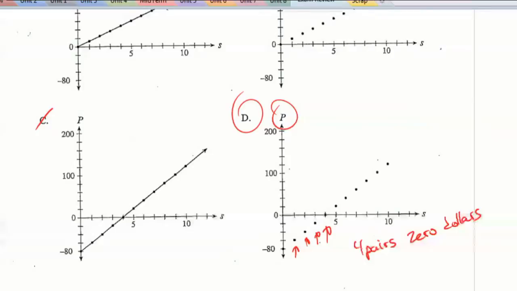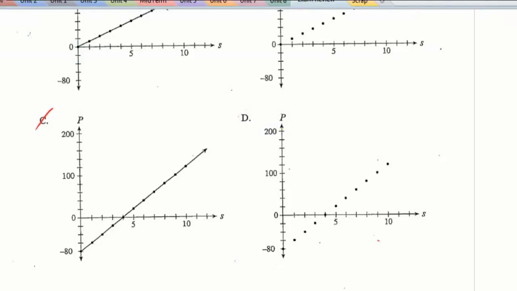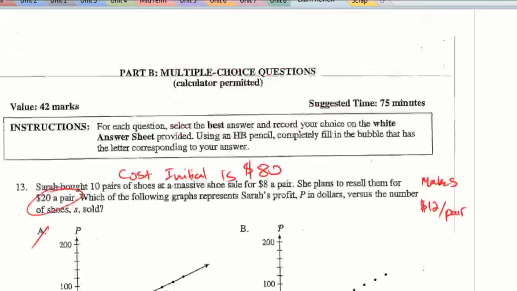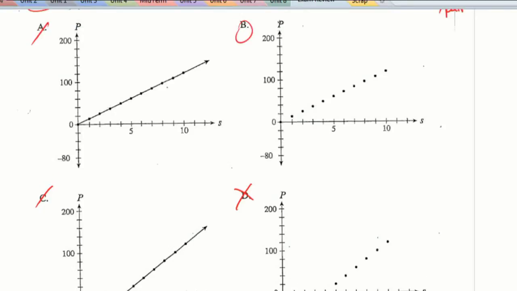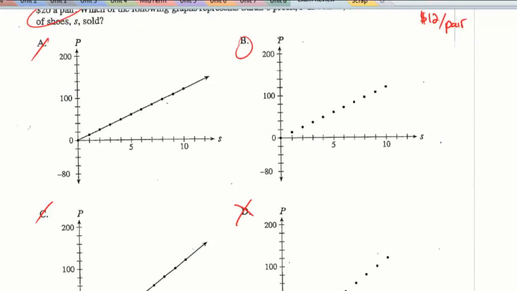So I'm thinking, well, if I started with $80 in debt and I sold 4 pairs, 4 times 12, that's only $48. So I haven't gotten out of debt yet if I've only sold 4 pairs. So I got to thinking a little bit further and I changed my mind on this question. I don't like D anymore. Bad D. It makes more sense to pick letter B, because the profit's $12 for one pair. So if I sold 10 pairs, that would be $120. That makes sense to me.